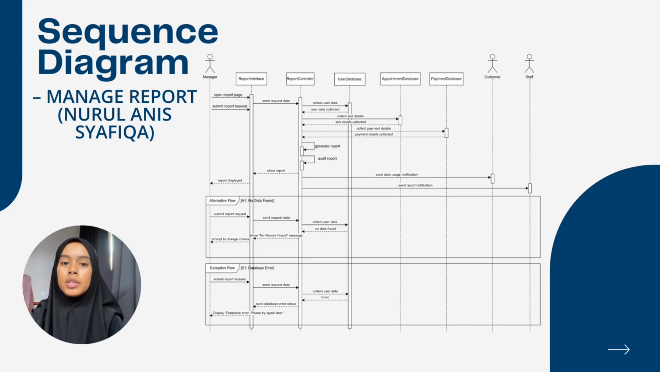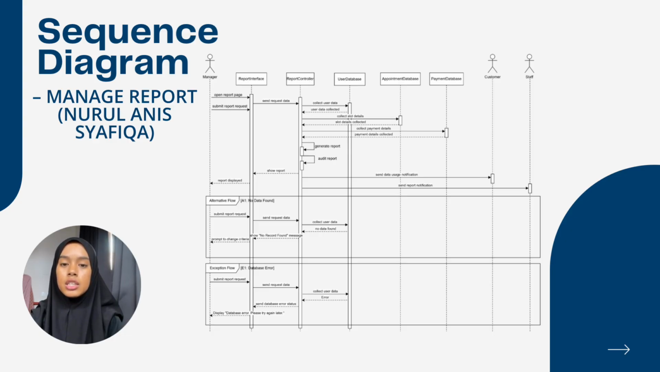So, on the Manage Report module, this sequence diagram shows exactly how the data flows when a report is requested. It all starts with the manager opening the report page. When they submit a request, the interface sends the data straight to the report controller. To build a complete sale and transaction report, the controller needs to pull data from three different places.